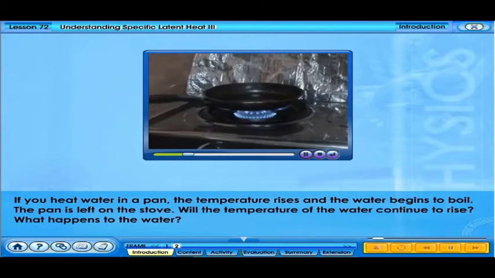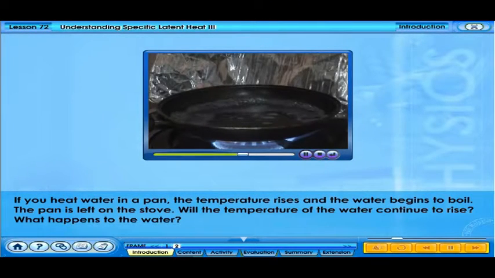If you heat water in a pan, the temperature rises and the water begins to boil. The pan is left on the stove. Will the temperature of the water continue to rise? What happens to the water?